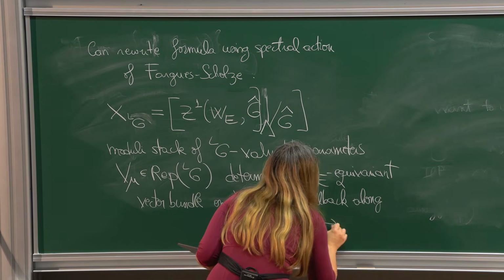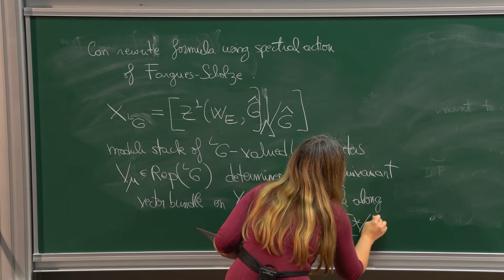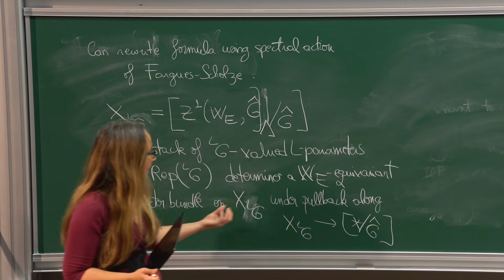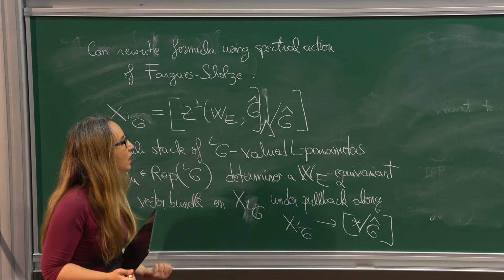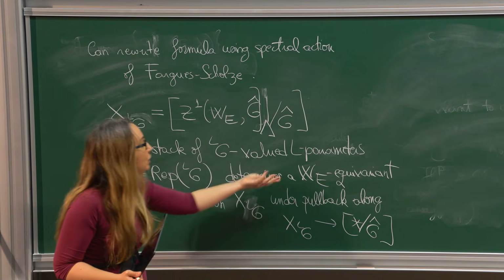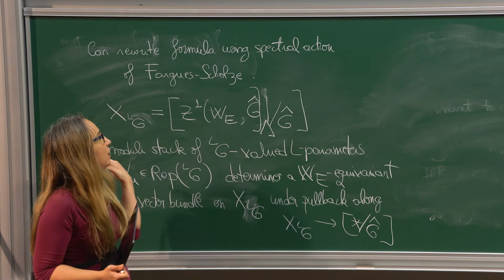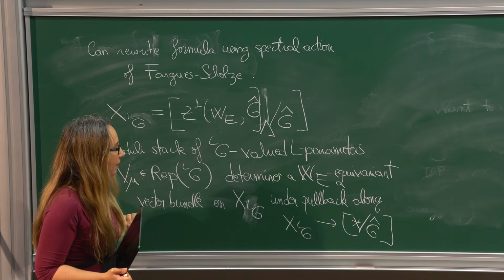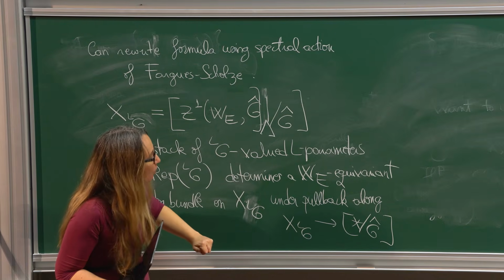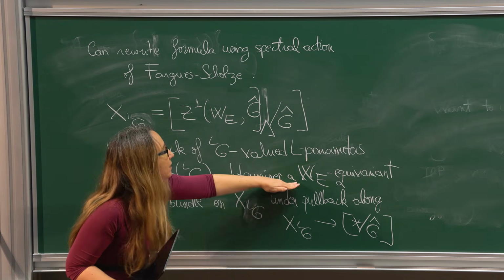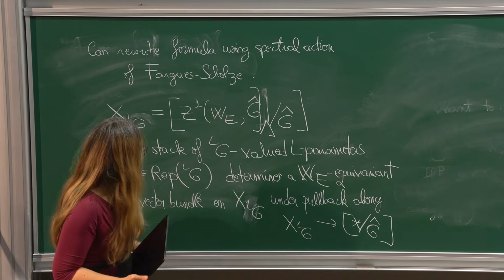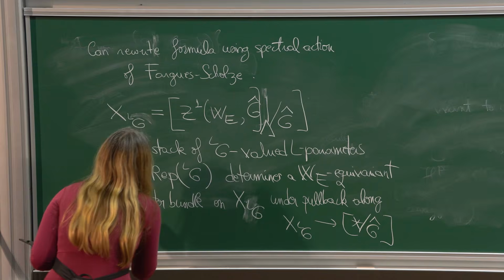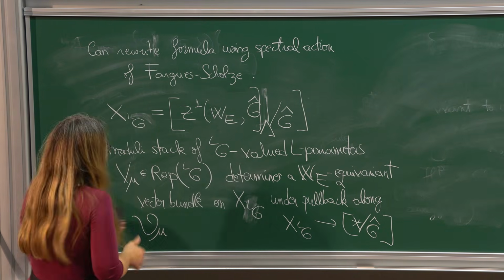There's a natural map from this to the classifying stack of G hat. And so the Weil group action comes from the restriction of the Weil group action on the universal L parameter that lives over this moduli stack. You have to be a bit careful when the group is non-split to see that you really get a W_E-equivariant vector bundle here, but you do. I'm going to call this vector bundle curly V_mu.